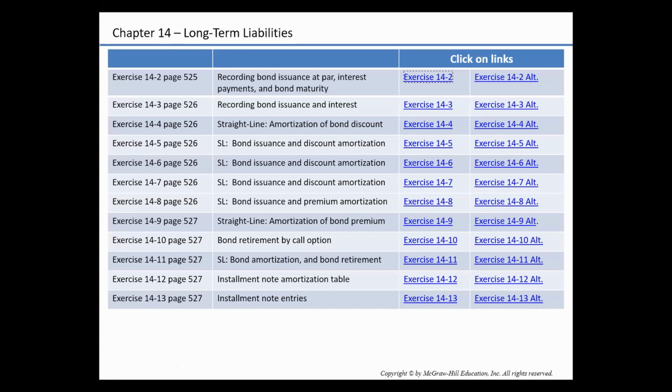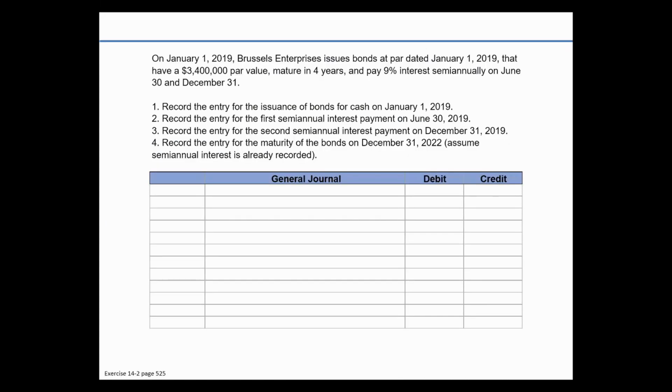bond maturity. So on January the 1st of 2019, Brussels Enterprises issues bonds at par dated January the 1st, 2019, that have a $2,400,000 par value, mature in 4 years, and pay 9% semi-annually interest on June 30th and on December 31st.